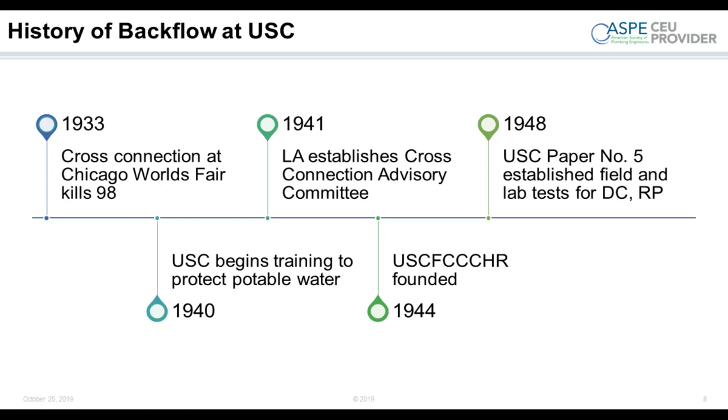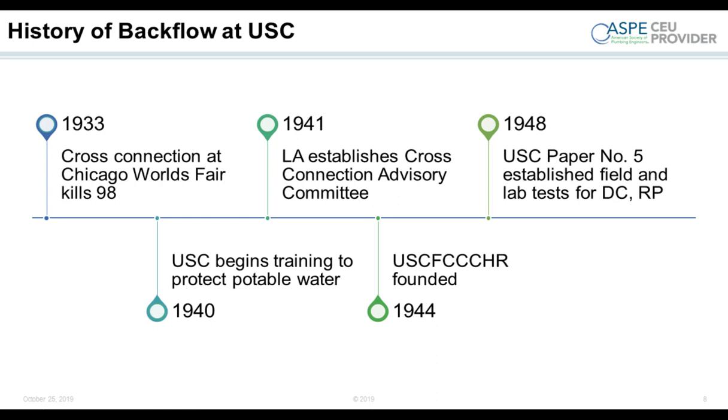So let's jump in with some history of backflow. Backflow history really started at the 1933 Chicago World's Fair, where a plumbing cross-connection between the sewer and the potable lines in a building resulted in 98 deaths from dysentery, which is not a fun way to go. This made people realize that we need some sort of plumbing codes within buildings to help protect public health. This led to the creation of a cross-connection board in Los Angeles and the establishment of the USC FCCCHR, which is the University of Southern California Foundation for Cross-Connection Control and Hydraulic Research. For obvious reasons, that's a big mouthful. We typically just call them USC.